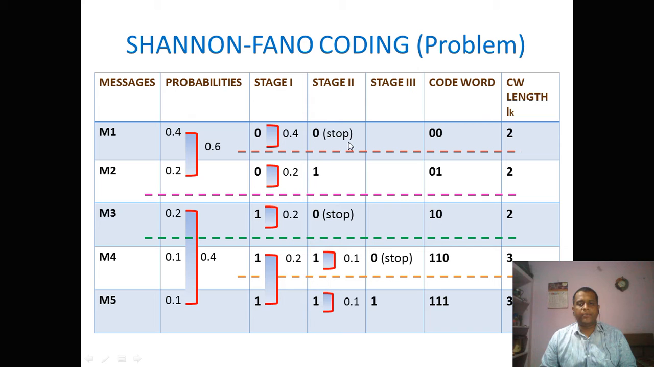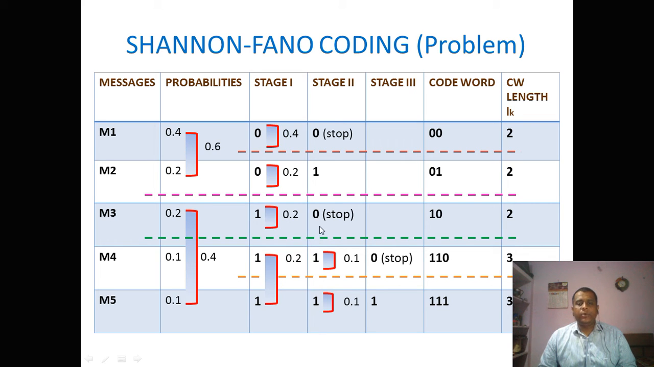Next, in stage 1, we have 3 more probabilities, that is 0.2, 0.1 and 0.1, where the equal probabilities are searched for and highlighted with green dotted lines. This green dotted line is nothing but a mark of an equiprobable value, and in stage 2 we write a logical 0 in the upper subset and a logical 1 in the lower subset. Therefore M4 is marked as 1 and M5 is marked as 1 in stage 2.